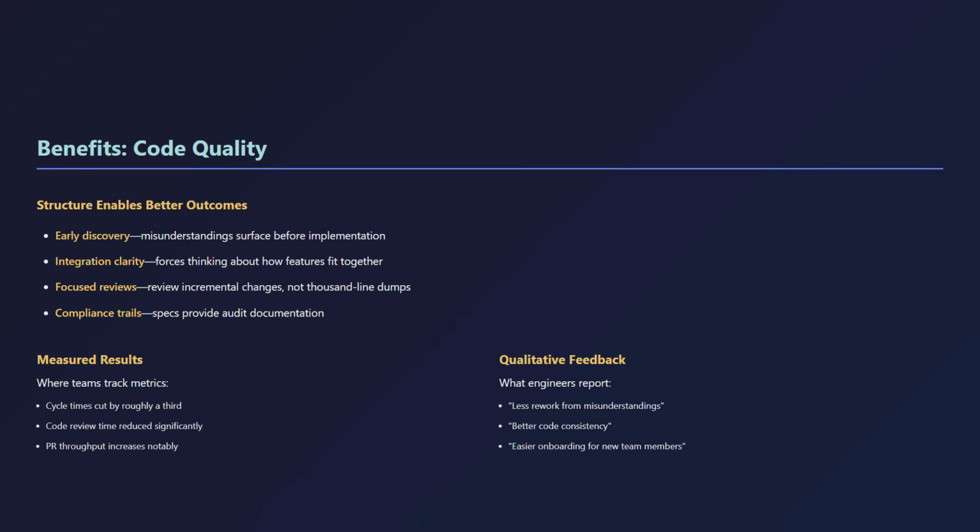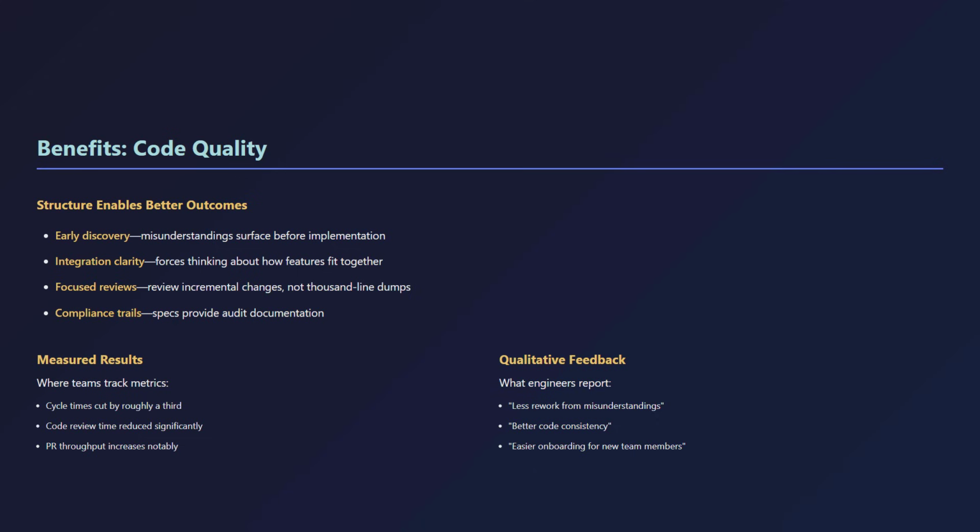Specifications enable focused reviews. Instead of reviewing a 1,000-line pull request that touches 30 files, you review incremental changes that solve specific problems. Each review is focused and traceable. Specifications provide compliance trails. If you work in a regulated industry, healthcare, finance, government, the specifications provide audit documentation showing what you intended to build and why.